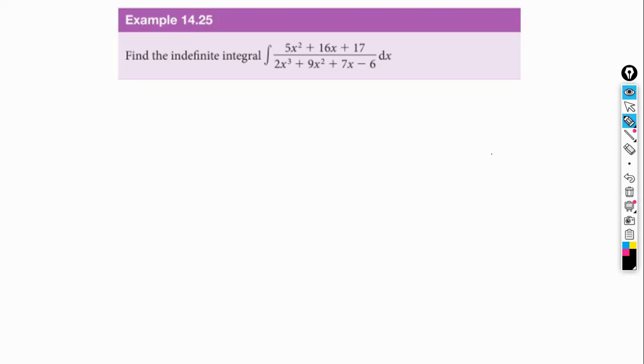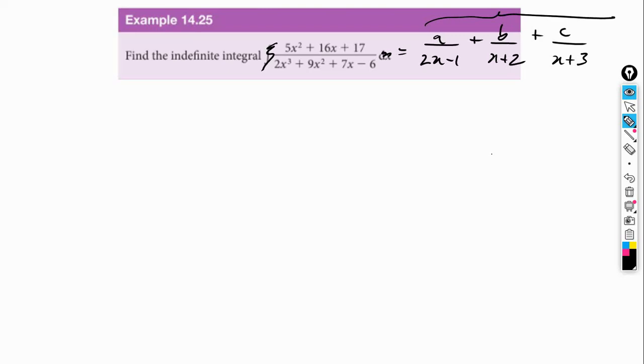So we have obtained that this is equal to a, well, that would be the integral, but let's just talk about this part here without the integral. We're only looking at the fraction. So this would equal a over 2x minus 1 plus b over x plus 2 plus c over x plus 3. If we had to add these three fractions, we would need to multiply the denominators, but also we would need to multiply a by this and this, b by this and this, and c by this and this.